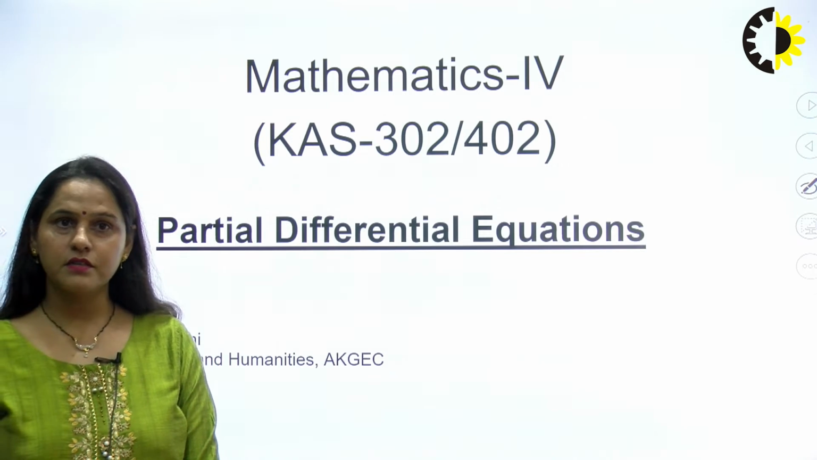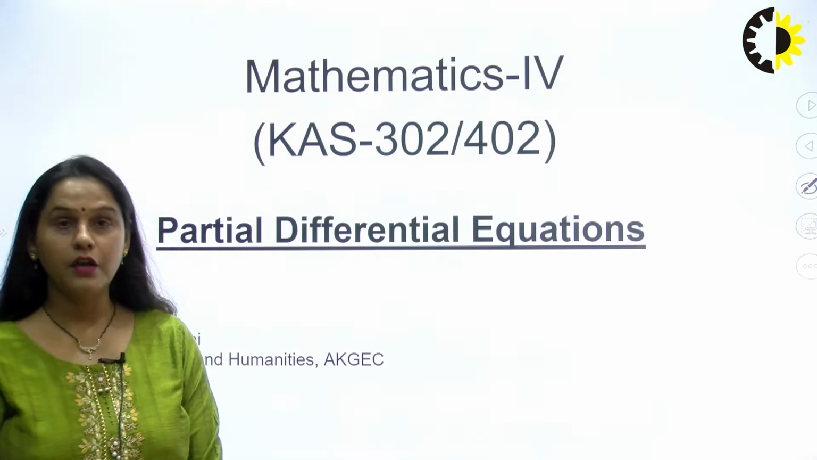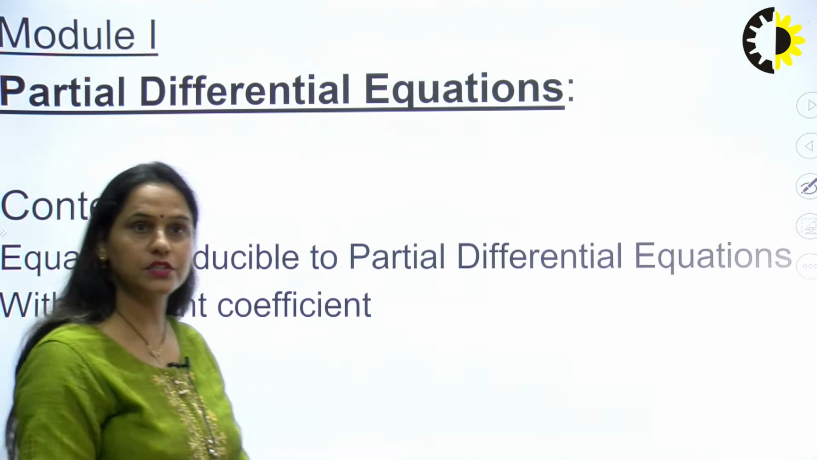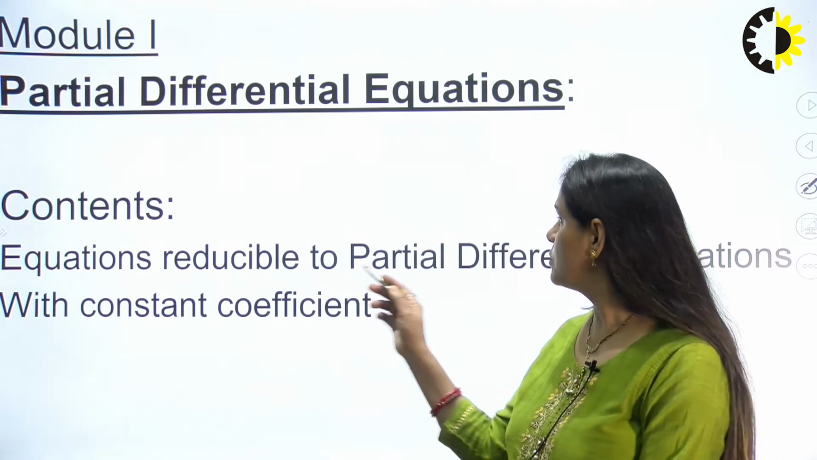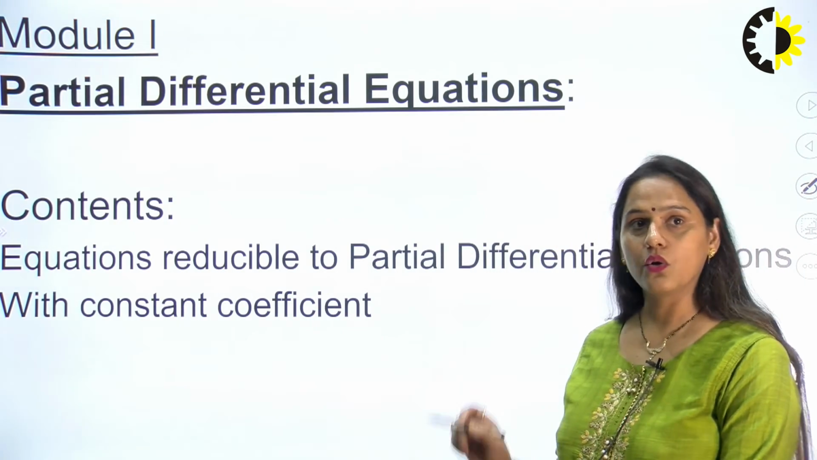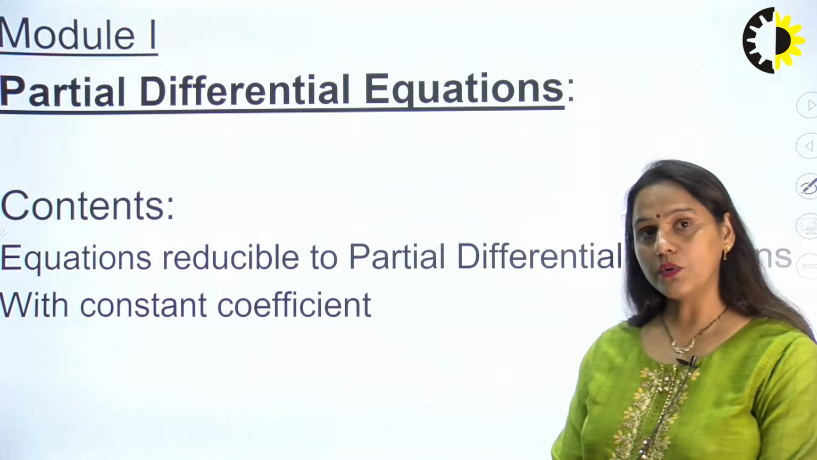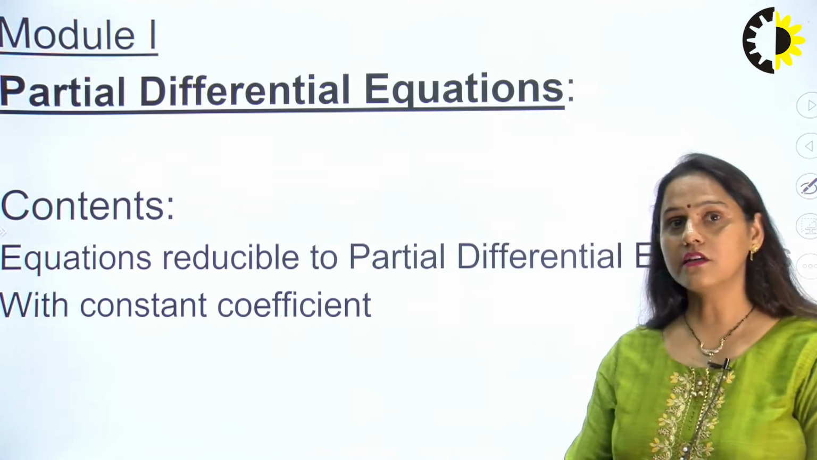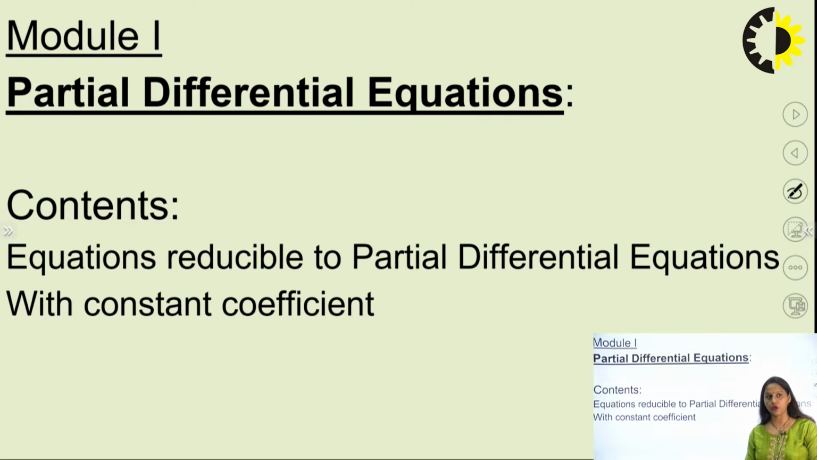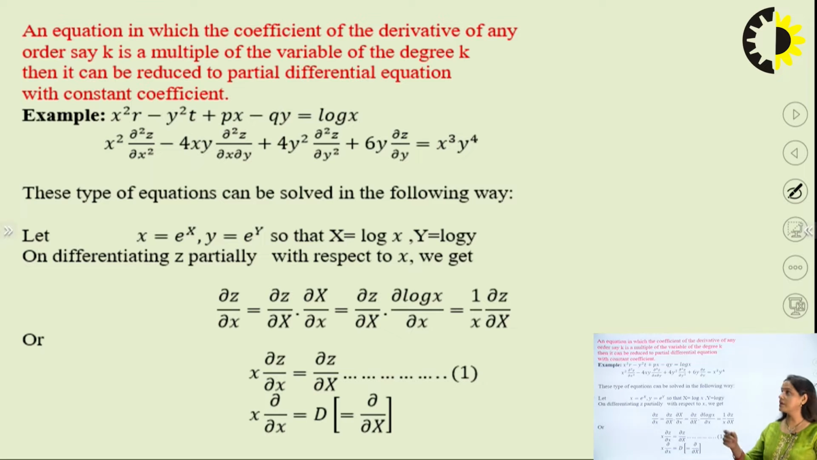Today's topic is Partial Differential Equations, and in that we will discuss equations reducible to partial differential equations with constant coefficient. Now the question arises, what is an equation which is reducible to a partial differential equation but cannot be solved by the normal methods? So let's understand this.